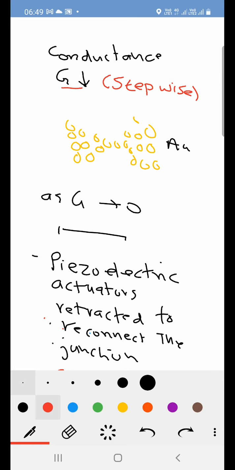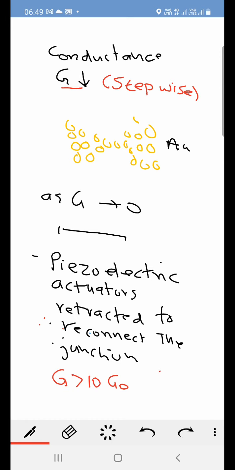So this is basically 2e square by h, this G0, and it's called Landauer's quantum conductance.